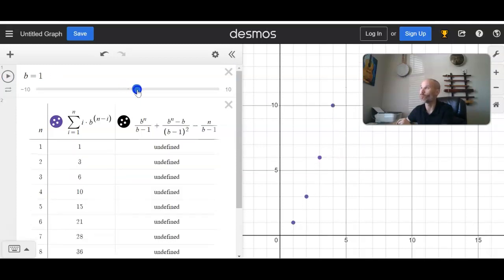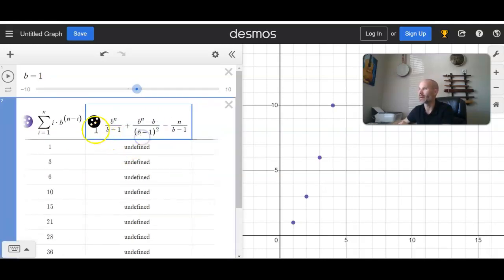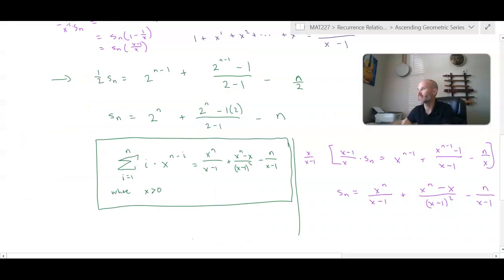X can't equal 1. We get undefined values, and you can probably see why. If our base is 1, then we get b minus 1 in the denominator. So it's not going to work for a b value of 1. In fact, if b is 1, then b to the n minus 1 will always be 1, and then you'll just get an arithmetic series, 1 plus 2 plus 3 plus 4 plus 5, and so on, and that's a totally different formula altogether. So that resolves our formula here.